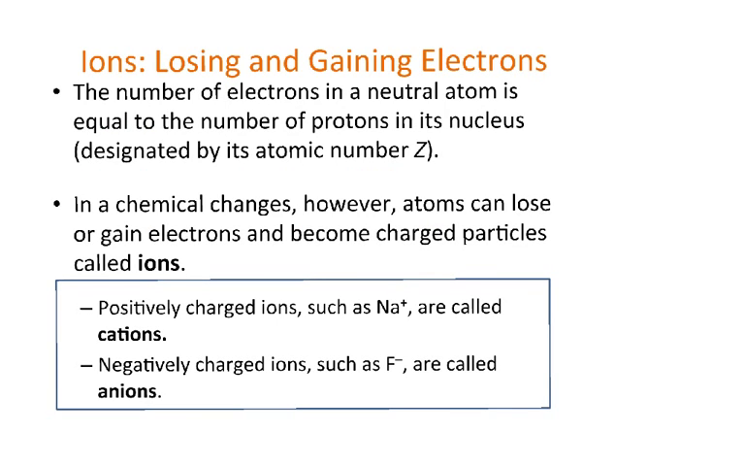So we were just talking about the fact that the number of protons is equal to the number of electrons. That's for a neutral atom. Atoms can also be ions, right? So in a chemical change, for example, atoms can gain or lose electrons, and they can become charged particles called ions. So something that has a positive charge, like sodium ion, is called a cation, and something that has a negative charge, such as the fluoride ion, is called an anion.